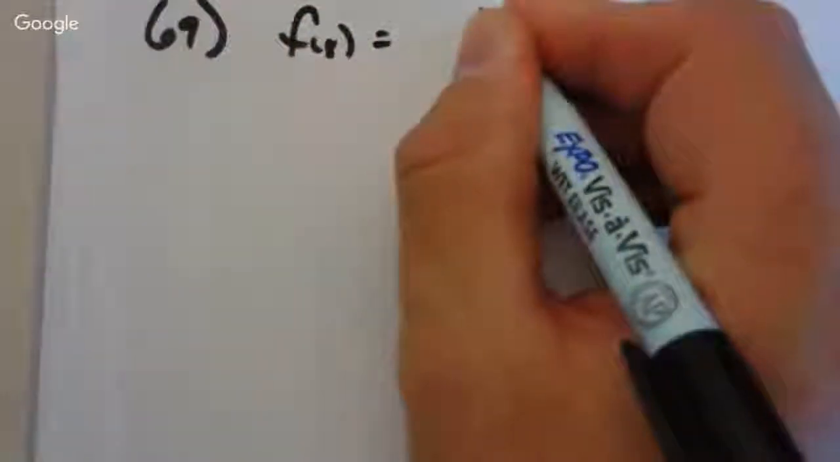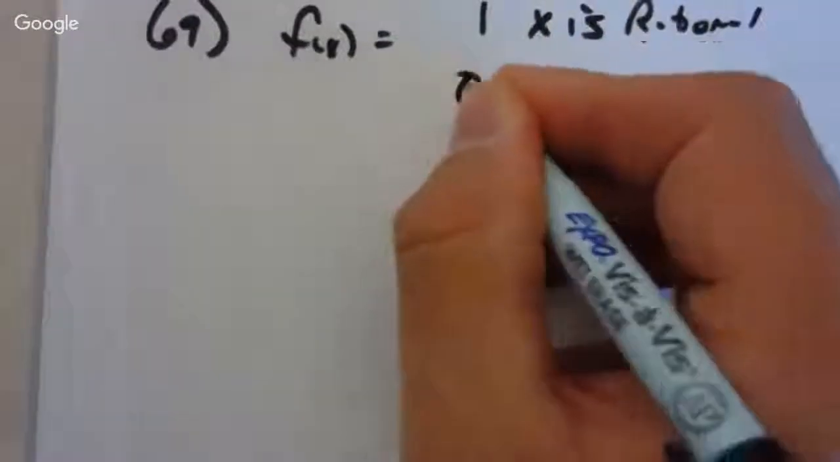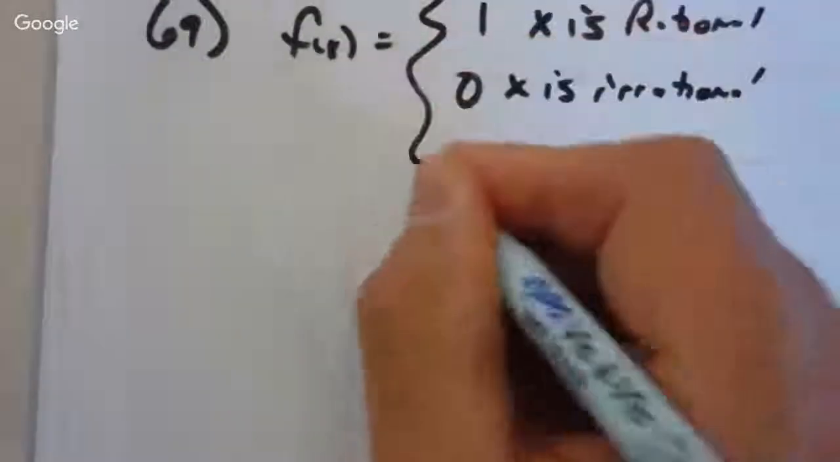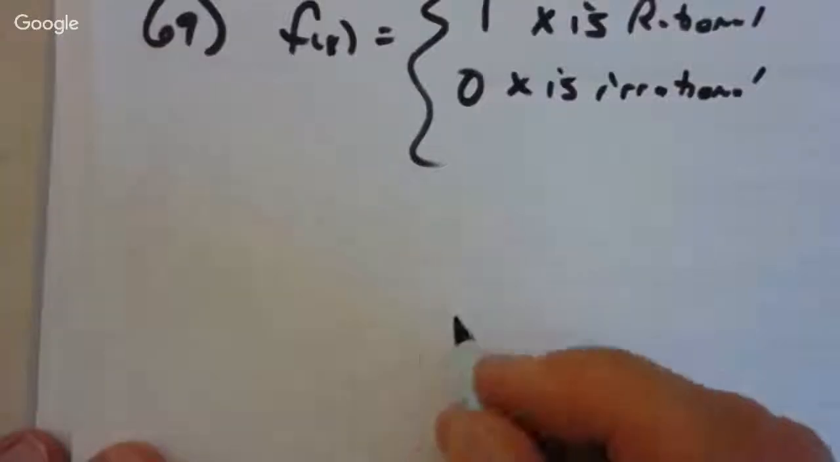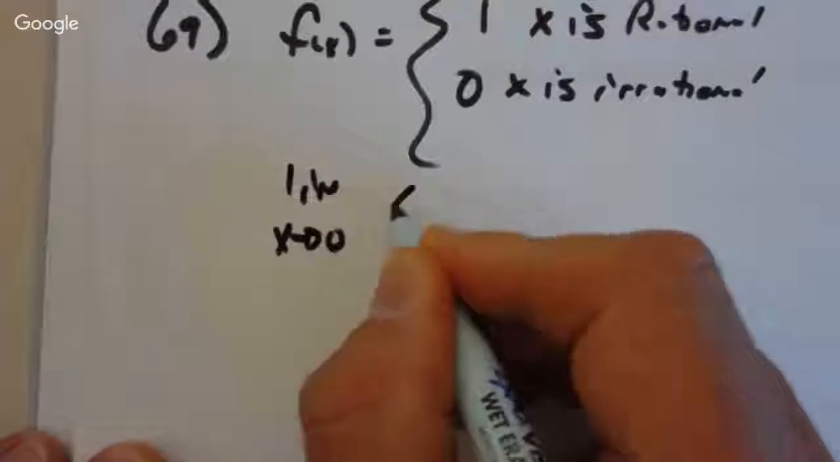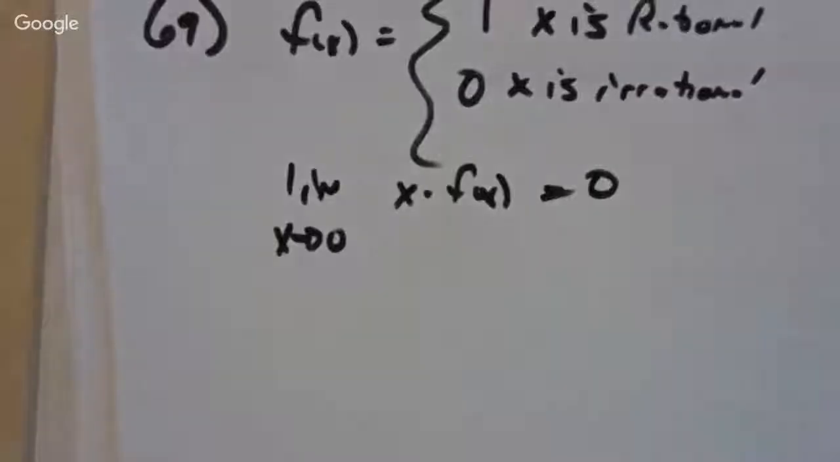Okay, f of x is equal to 1 if x is rational, 0 if x is irrational. And then they ask us to use the squeeze theorem to show that the limit as x approaches 0 of x times f of x is equal to 0. Okay, real quick, let's think about this one. It's either 1 or it's 0. That feels a lot like the squeeze theorem problems we were doing. That feels like it's between 1 and 0.